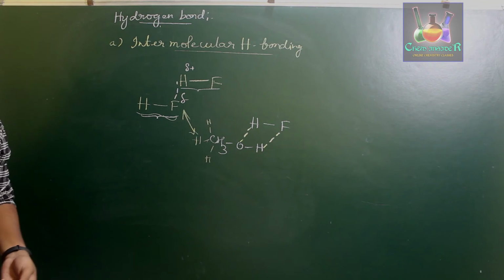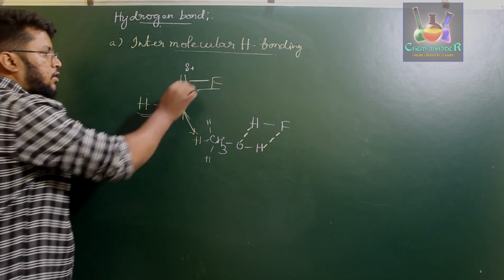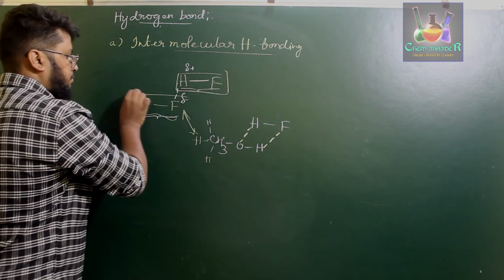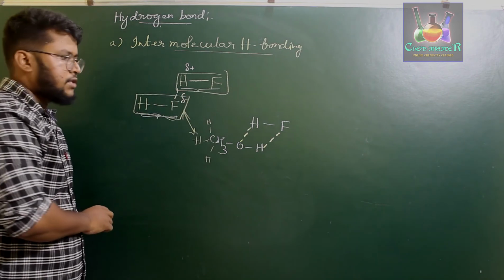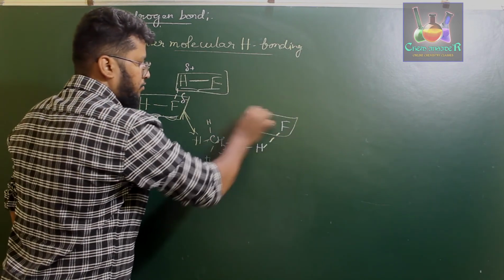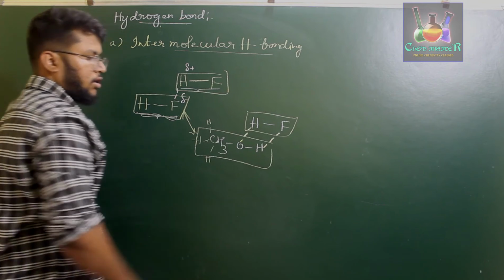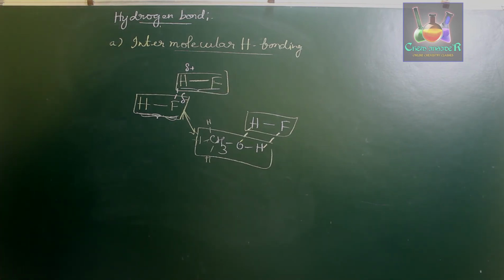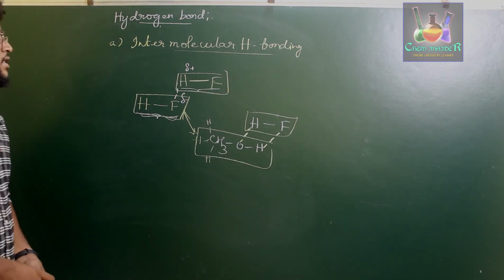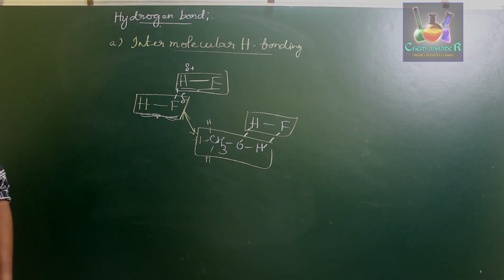Example, hydrogen bonding which is formed between two molecules of hydrogen fluoride, or a molecule of hydrogen fluoride with methanol. Okay, so these are the examples. Next is intramolecular hydrogen bonding.